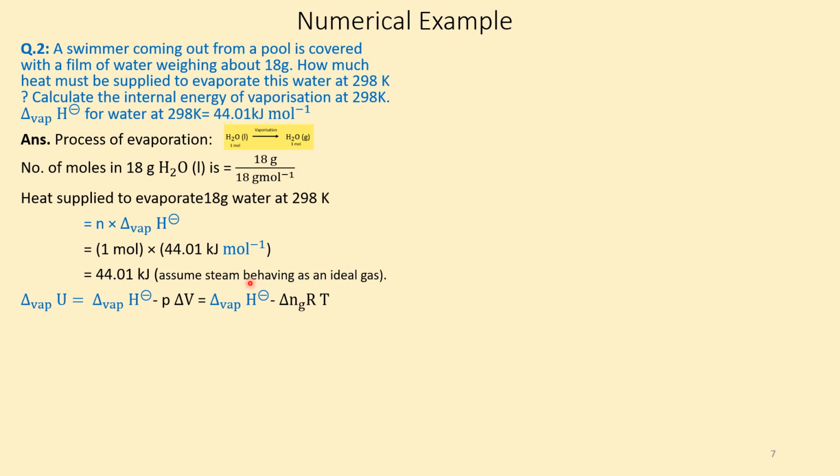So the change in internal energy, delta vap U, for vaporization equals delta vap H naught minus P into delta V. That is using the formula U equals H minus PV. So the value of P delta V is delta n g RT. We substitute P delta V as delta n g into RT using the ideal gas equation. Therefore delta vap U equals delta vap H naught minus delta n g RT.